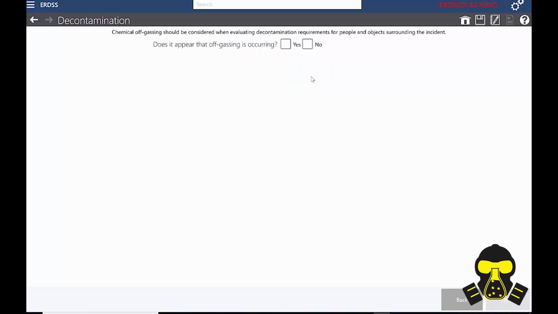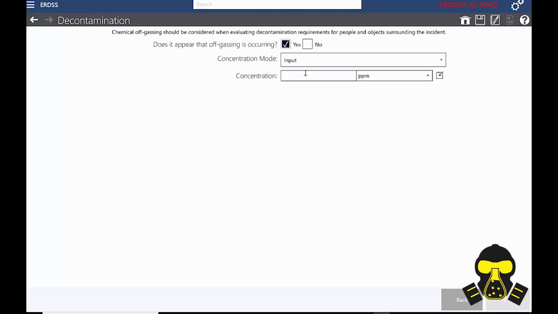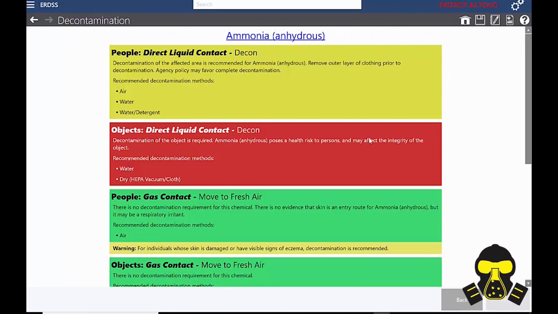Okay, is there any off-gassing happening? Let's say yes. Okay, now what do we know about off-gassing? Let's say it's only about 50 parts per million. Now it's going to pull me back out and say direct liquid contact. We can use air, but let's probably go into water and detergent right on that spot, and use air for the rest of the body. For the objects, we can use water or a dry decon, vacuum and cloth to get that off. And for any of the gas contact, move to fresh air.